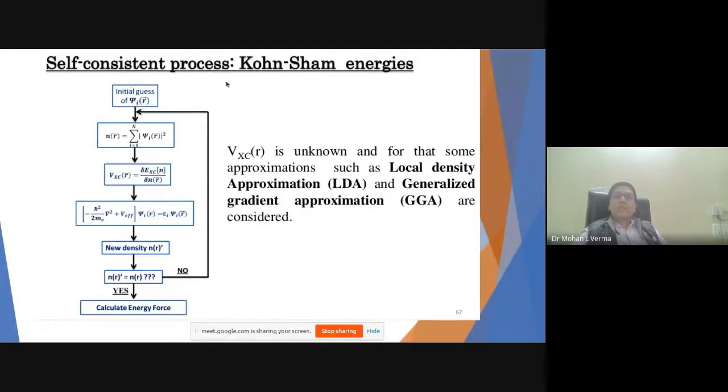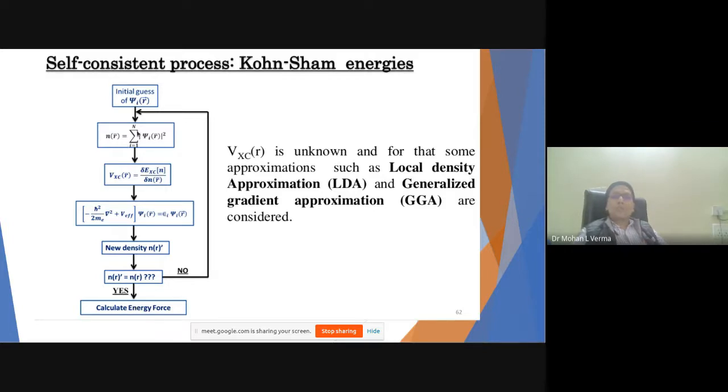This is a self-consistent process. Generally, it starts with an initial guess of the wave function psi, and then the charge density is calculated, and the V_xc is calculated, and by putting this in some equation, a new density is obtained, and then this is compared with the initial one. Using different iterations, when we get the charge density up to our desirable requirement, then the final energy, forces, and other parameters are calculated.